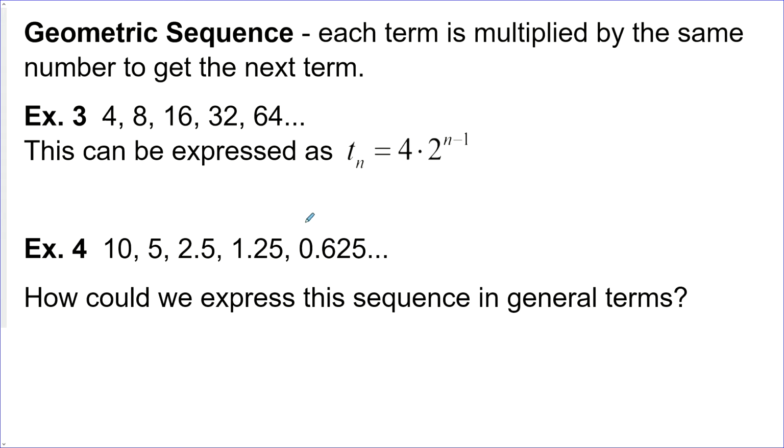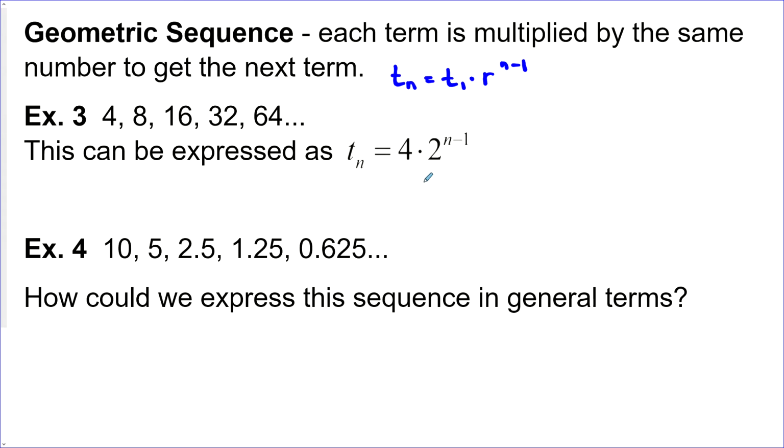Geometric sequences is where each term is multiplied by the same number to get the next term. We had a formula for this from grade 11. It would be Tn is equal to T1 times the common ratio n minus 1 times. And the common ratio is r here, and it's the number that we're multiplying by each time. In this example, our first term is 4, so that's why there's 4 here, and we're multiplying by 2 each time, so that's why there's a 2.